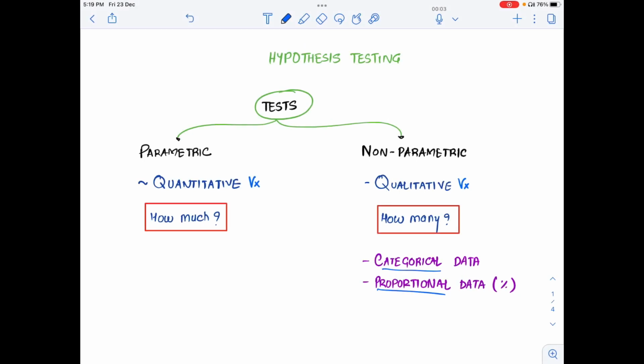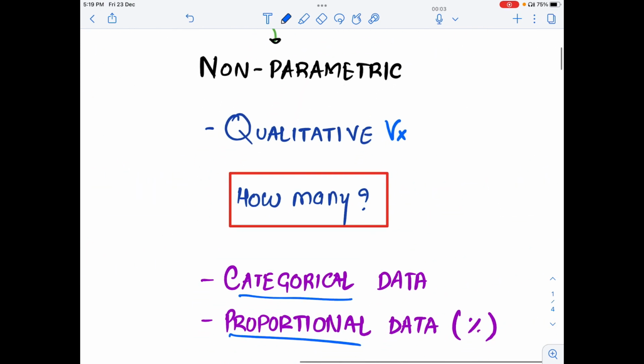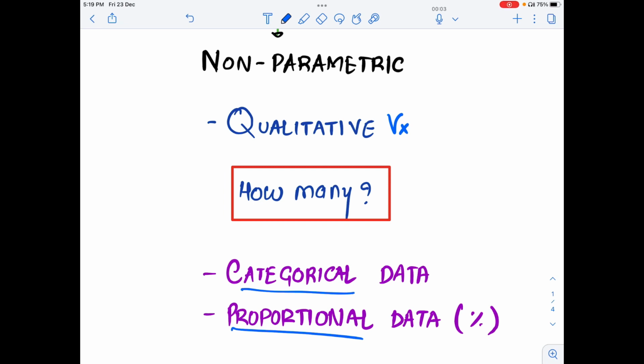In hypothesis testing, we have two types of hypothesis tests. There are parametric tests and there are non-parametric tests. Whenever you are asked a question, you have to ask how much is the given value or variable. If a "how much" question applies, that means you have to apply parametric tests. If you ask a question of "how many" and the question seems legible, then you have to apply a non-parametric test.